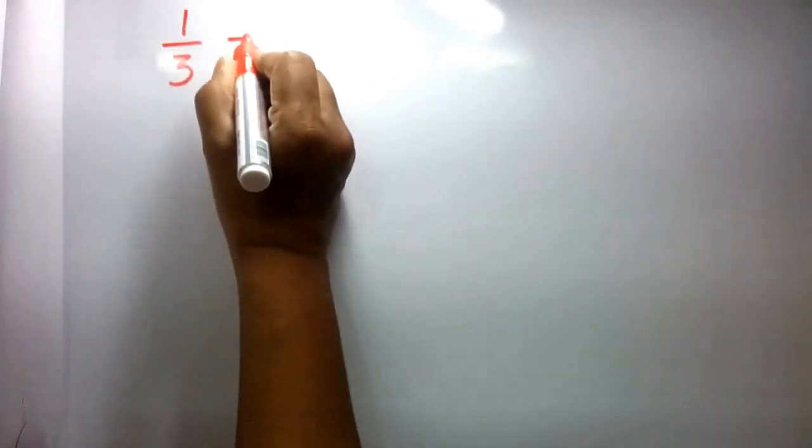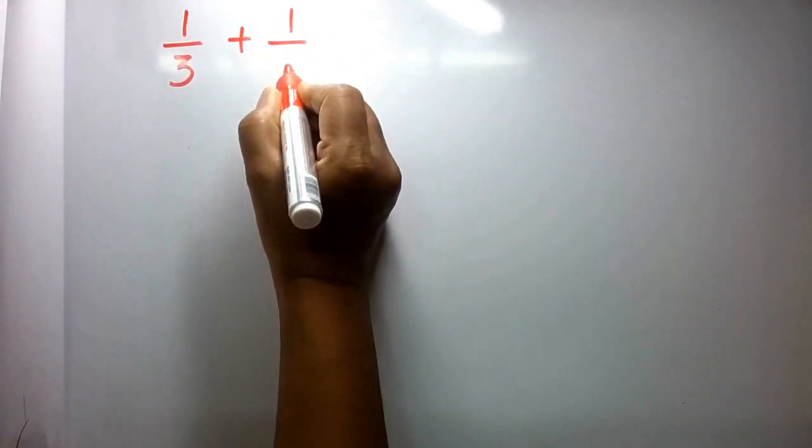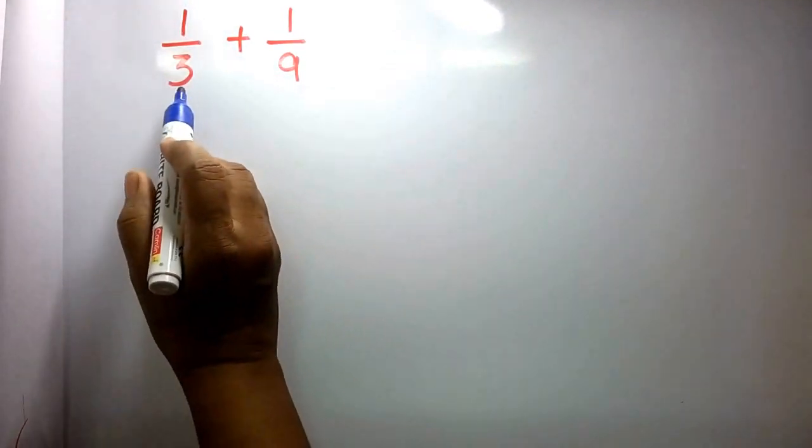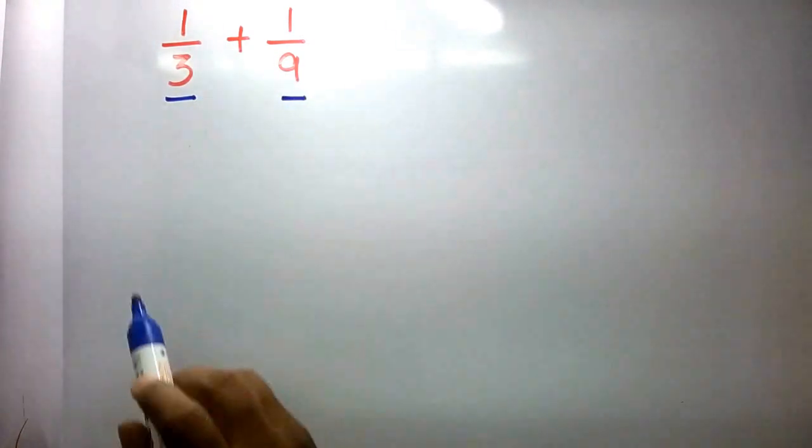Next, addition of rational numbers. Let's consider an example. If it asks to add the rational numbers 1 upon 3 and 1 upon 9, then to add rational numbers, your first work will be that the denominators should be the same.